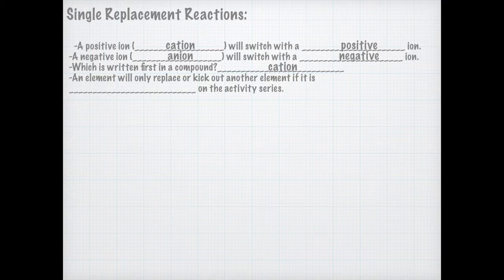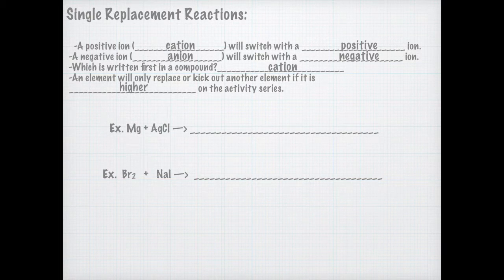All right, and finally, in order for an element to kick out another element, it has to be higher on the activity series. If it's not higher on the activity series, it will not kick it out. All right, so let's look at some examples.